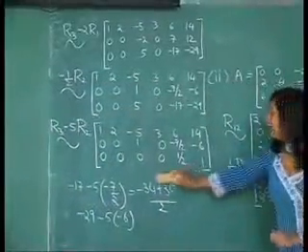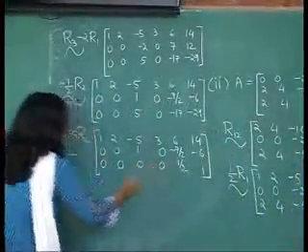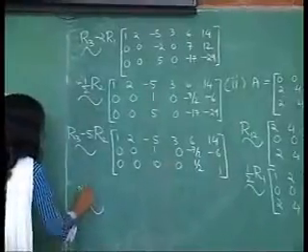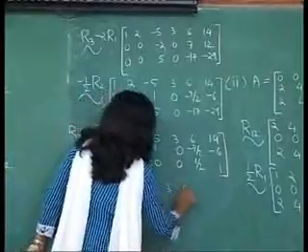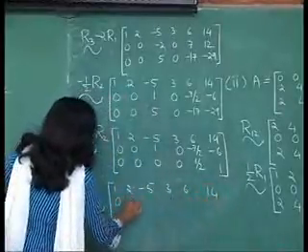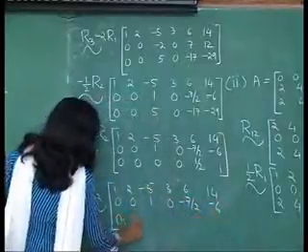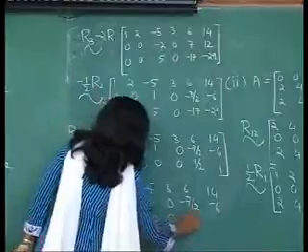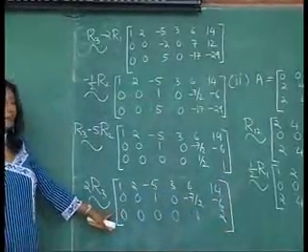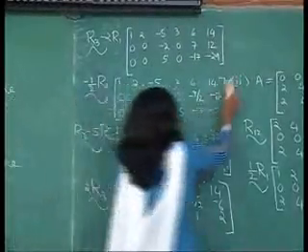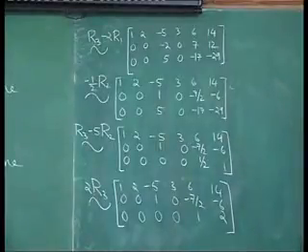And now finally, we need a leading one in the last row. To get a leading one in the last row, let me multiply the last row by 2. We get 0, 0, 0, 0, 1. So that's the echelon form of this matrix. And next, we'll be defining the rank of a matrix.